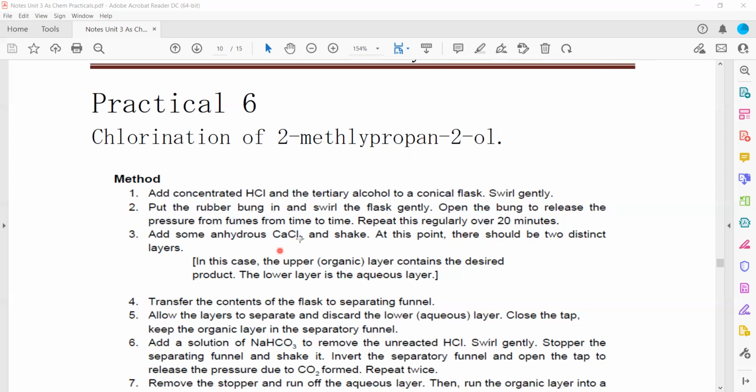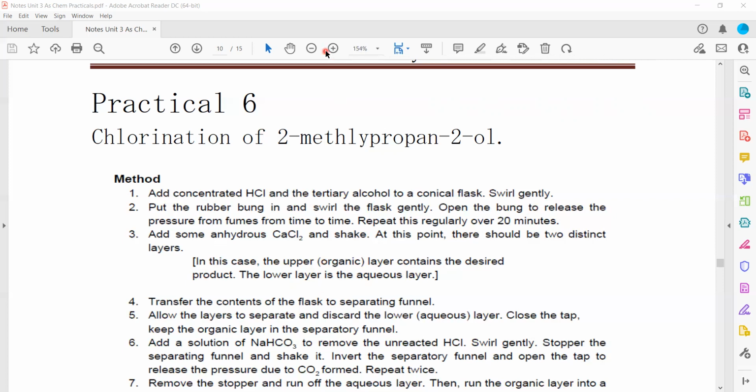Then add some anhydrous calcium chloride. What is the purpose of calcium chloride? Calcium chloride here is used like a drying agent. It has a tendency to absorb the moisture. When we add anhydrous calcium chloride and shake, at this point there should be two distinct layers. One will be the aqueous layer, the one which contains water. Another one is the organic layer. The upper organic layer contains the desired product and the lower layer contains the aqueous.